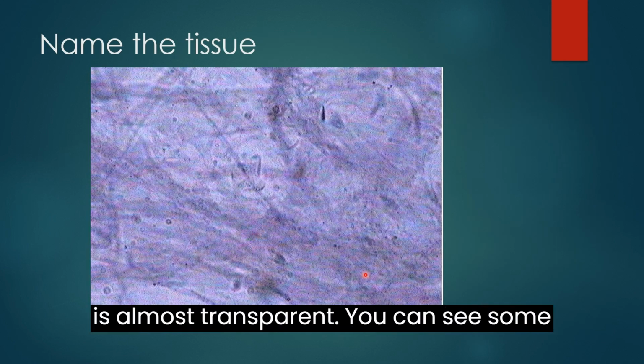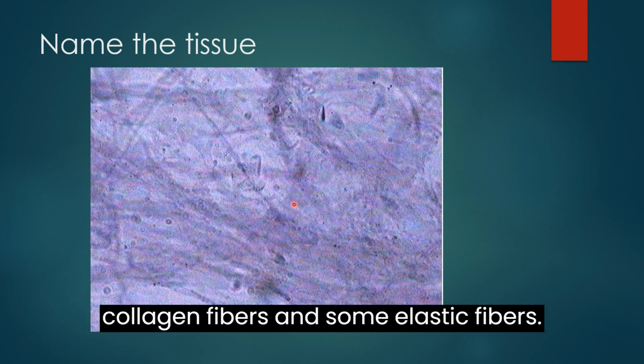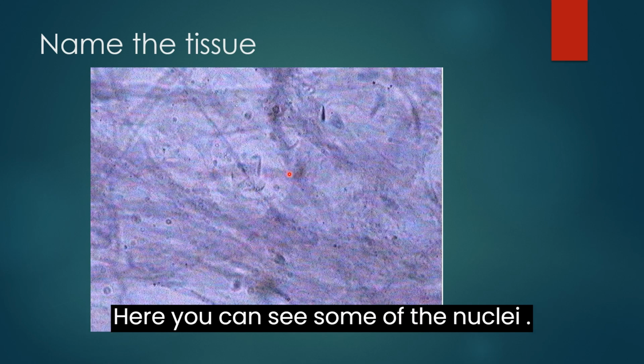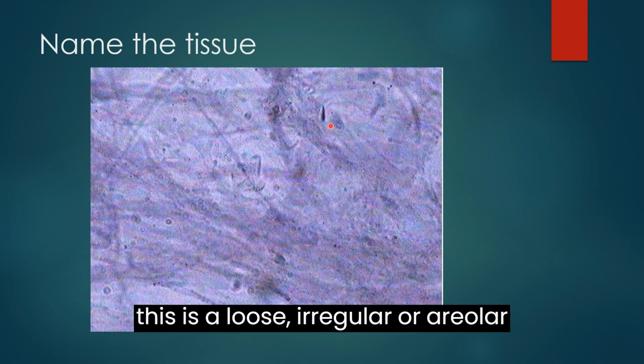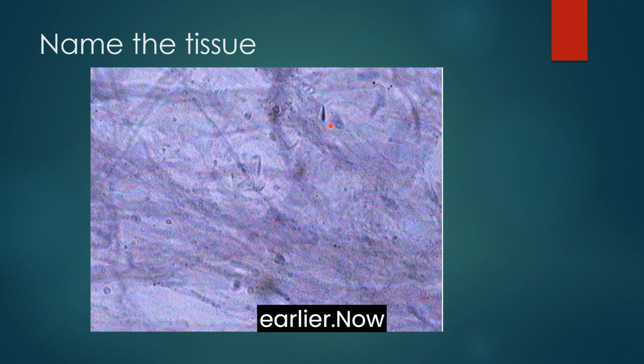Over here, you can see that this tissue is almost transparent. You can see some collagen fibers and some elastic fibers here. You can see some of the nuclei, which are going to be fibroblasts. And so this is a loose irregular or areolar connective tissue that I mentioned earlier.